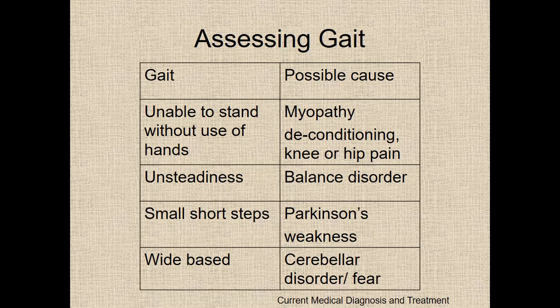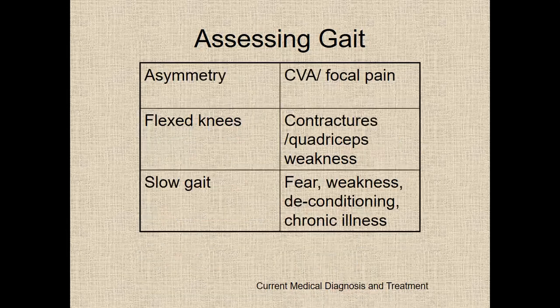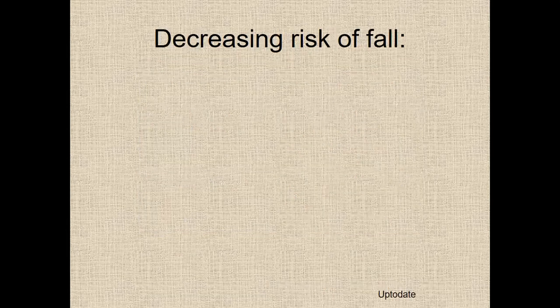So when you assess the gait, on the basis of this gait, you can make some presumptions about the cause of this unsteadiness or fall. If there's asymmetry, CVA, or flexed neck, knees, slow gait, these are all assessments and the possible causes of these problems.